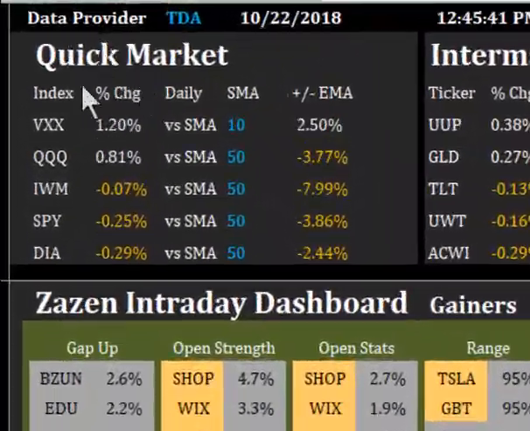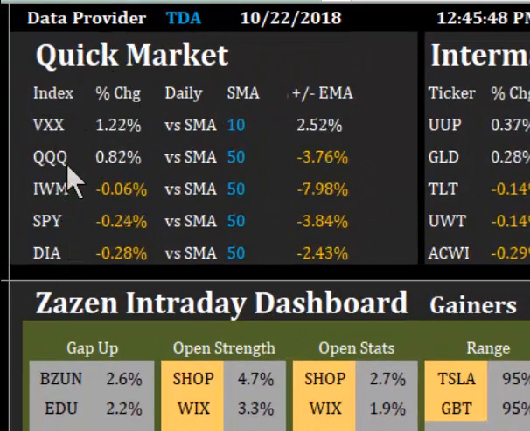We've got a quick market, any indices you want. I have the usual suspects: NASDAQ, S&P, Russell, Dow. I also have the VIX for volatility. I can adjust the simple moving average, the daily SMA, for all of these, to see where they are in relation. As you can see, all the indices are below their 50-day moving average, ranging from about 2% to 7%.